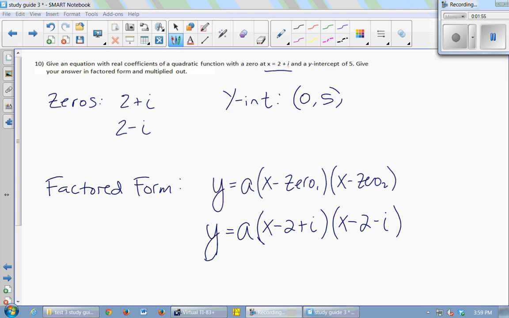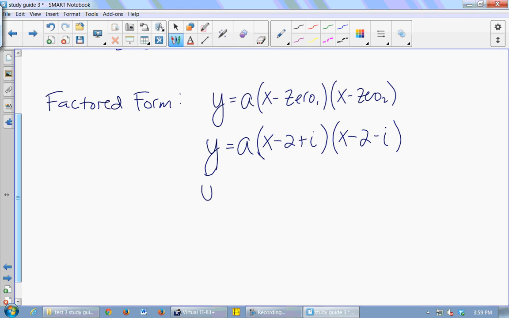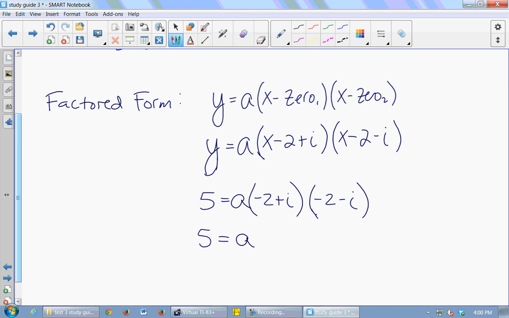To figure out what that a value is, just like in the last problem, I'm going to take my other piece of given information, the point (0, 5), plug in the 0 for x and the 5 for y, and I can solve for a. So I'm plugging in 5 for y and 0 for x. So I'm going to have negative 2 plus i and negative 2 minus i when I replace my x's with zeros. And now the only unknown is a, so I have to solve for a.